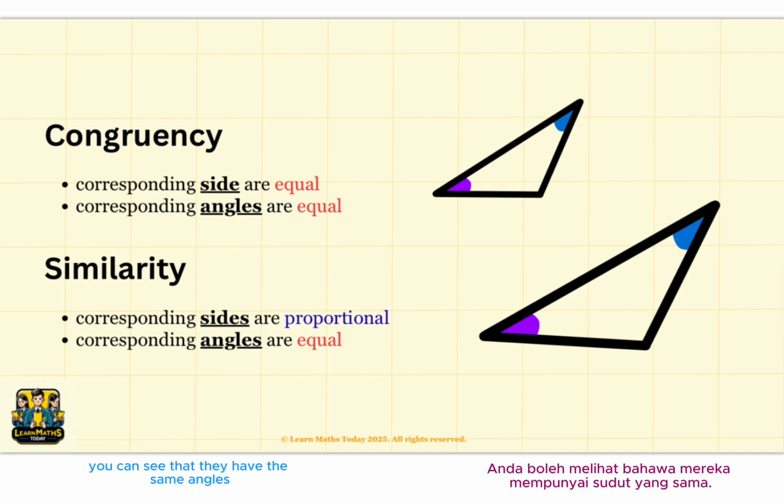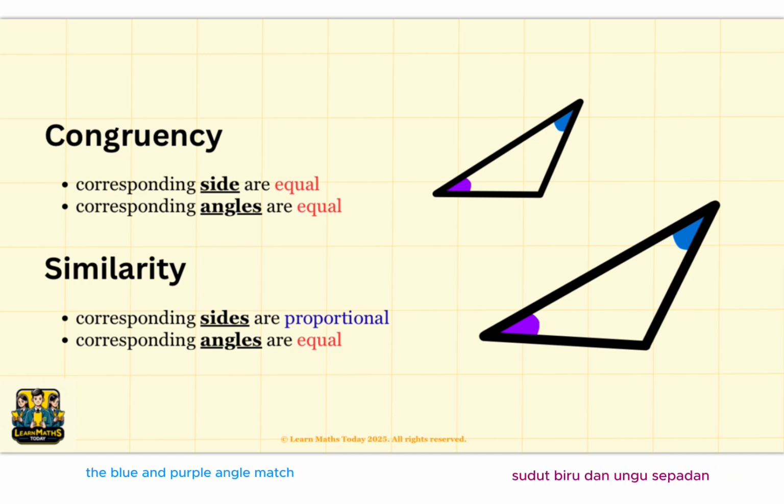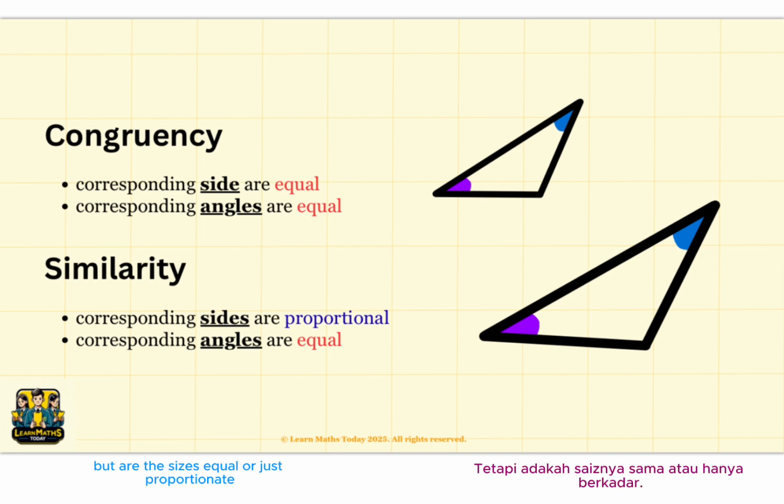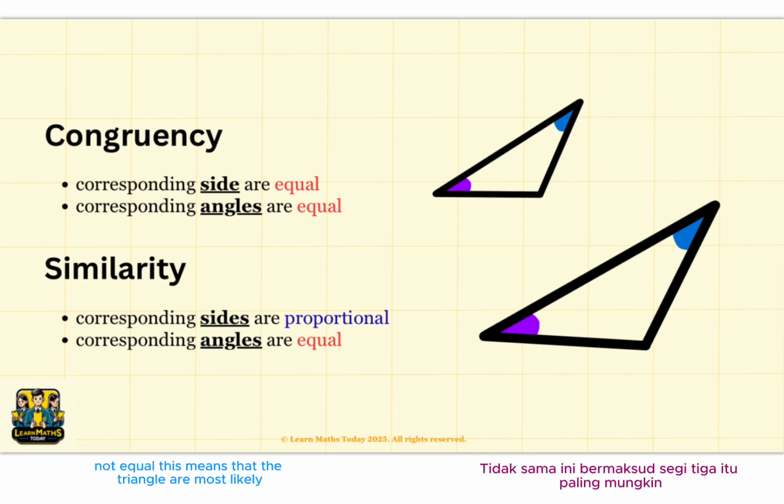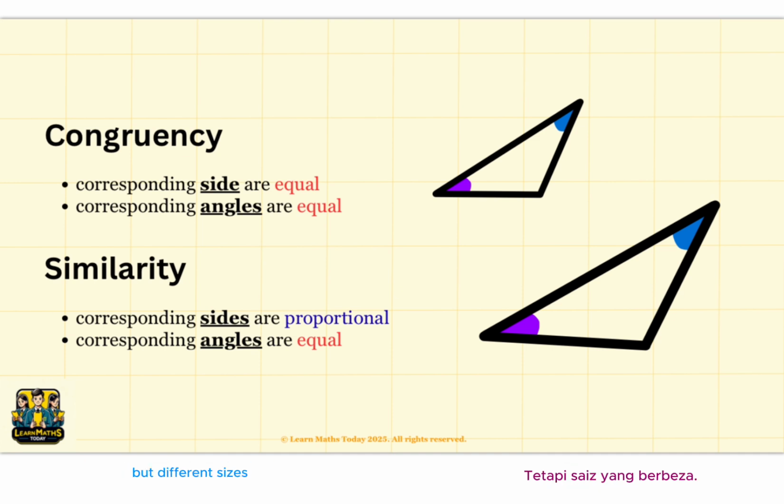Looking at the triangles, you can see that they have the same angles. The blue and purple angles match, but are the sizes equal or just proportional? The bottom triangle is clearly larger, so the sizes are proportional, not equal. This means that the triangles are most likely similar, but not congruent. Remember, congruence means identical, but on the other hand, similar just means the same shape but different sizes.